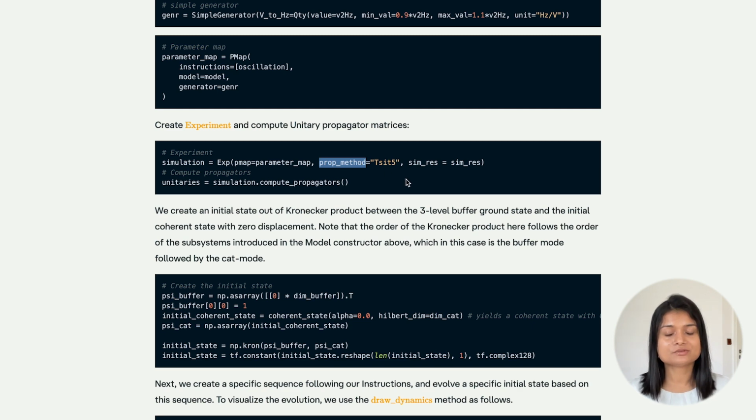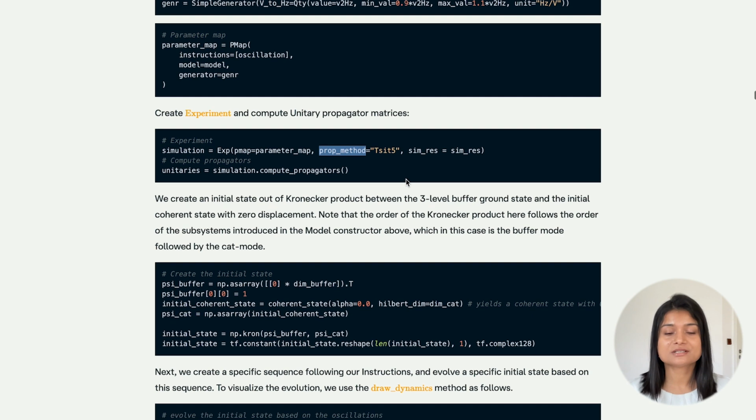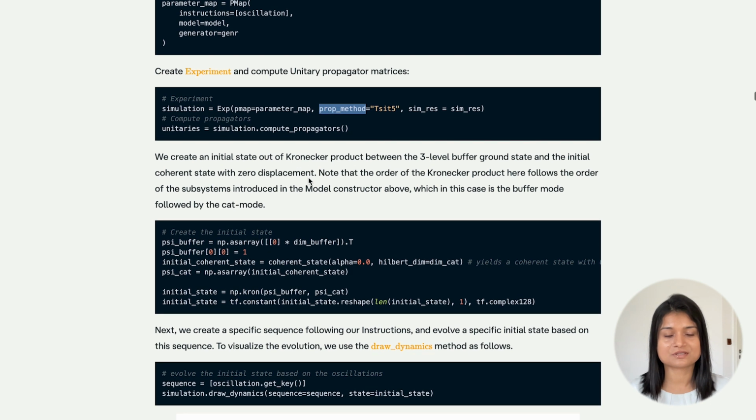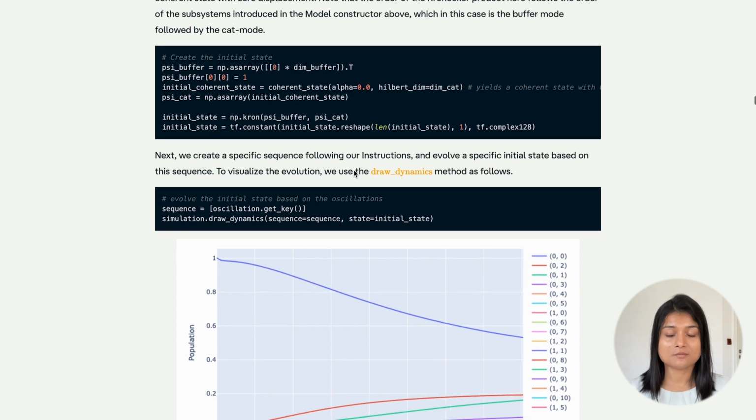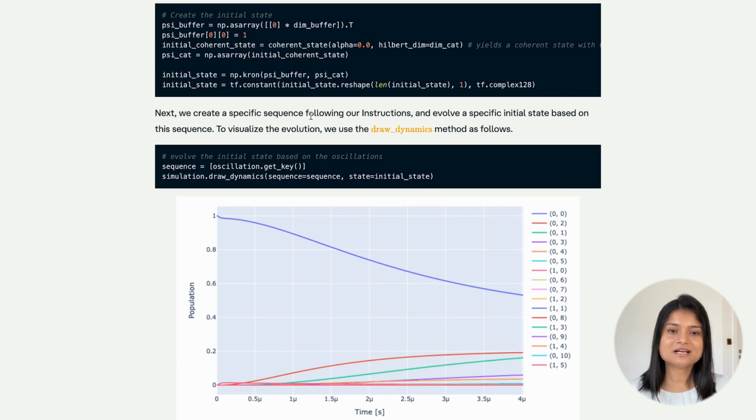Besides, we pre-compute the unitary propagators for numerical efficiency and later usage. To observe the population dynamics during the unoptimized state evolution, we defined a ground state of the combined buffer and cat modes and let it evolve for the sequence of instructions that we defined earlier.